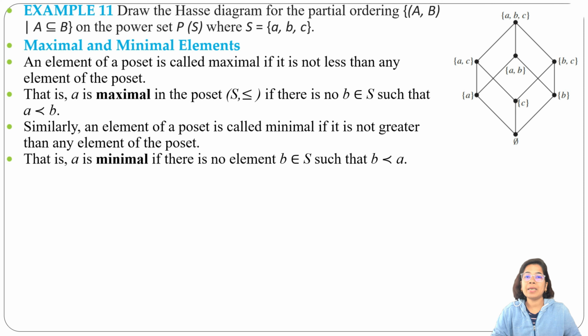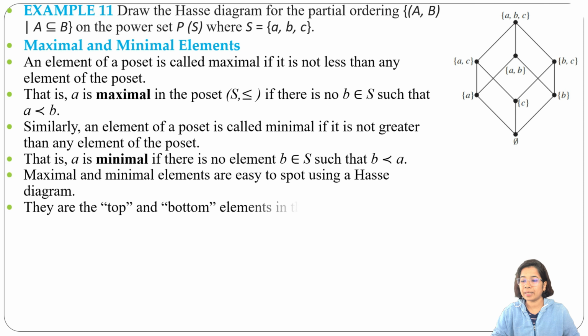And there can be multiple maximal and minimal elements. We can easily identify maximal and minimal from the Hasse diagram. So the top is the maximal and the bottom is the minimal.